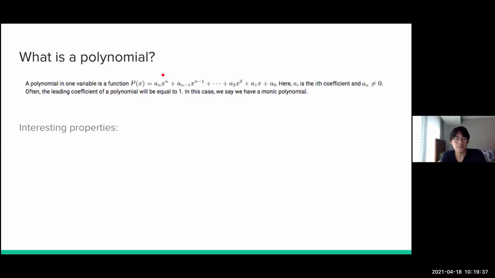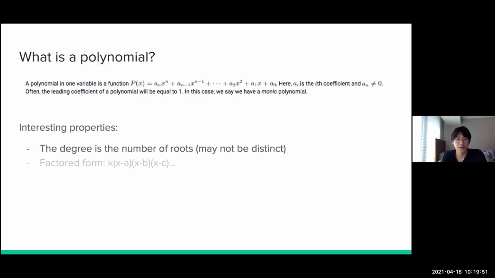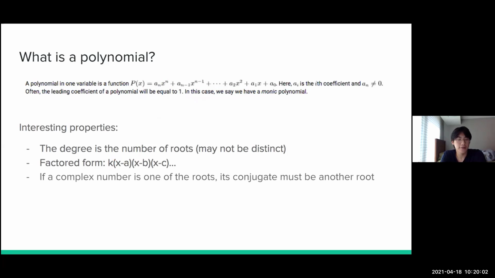So just to list some interesting properties, the degree is the number of roots. So for this one, there would be n roots. They're not necessarily distinct, they're not necessarily all real, but we know that there are n roots for sure. The factored form would be some number times x minus a times x minus b times x minus c and so on, where a, b, and c are all roots. And if a complex number is one of the roots, its conjugate must be another root. That is to say, if a plus bi is one of the roots, then a minus bi must also be a root. And that's a concept that comes out frequently in competition math as well.